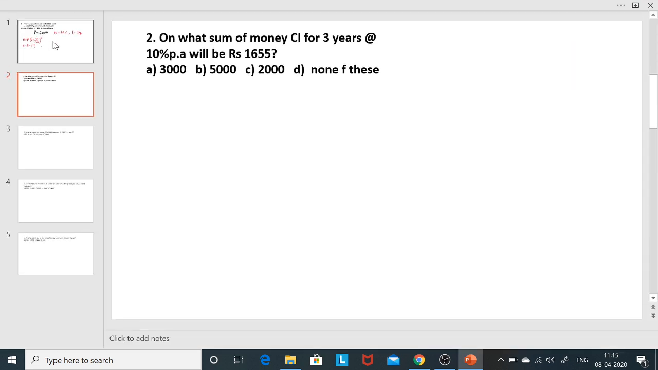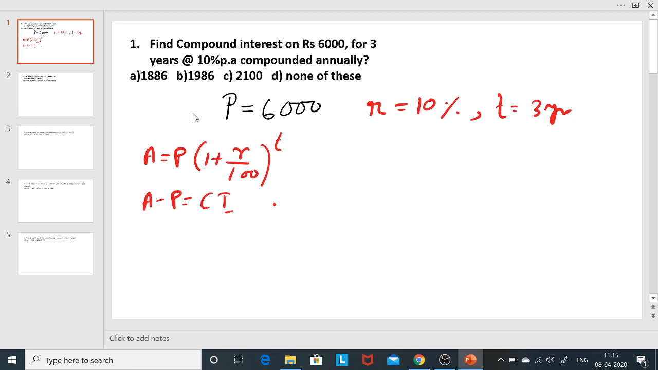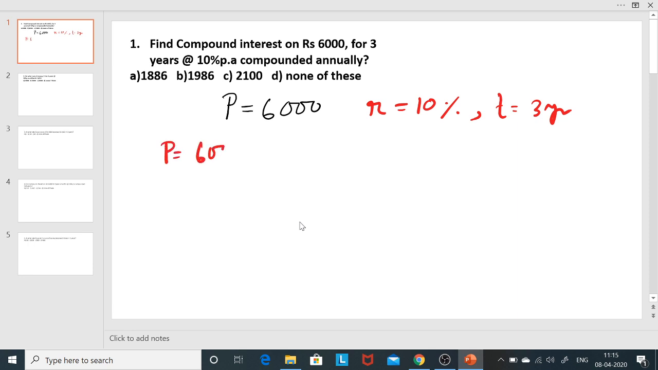Now if you solve it in another way, we can use the tabulation method. As I already explained what the tabulation method is in the last class, you can also solve this question using it. So your principal here is 6000.